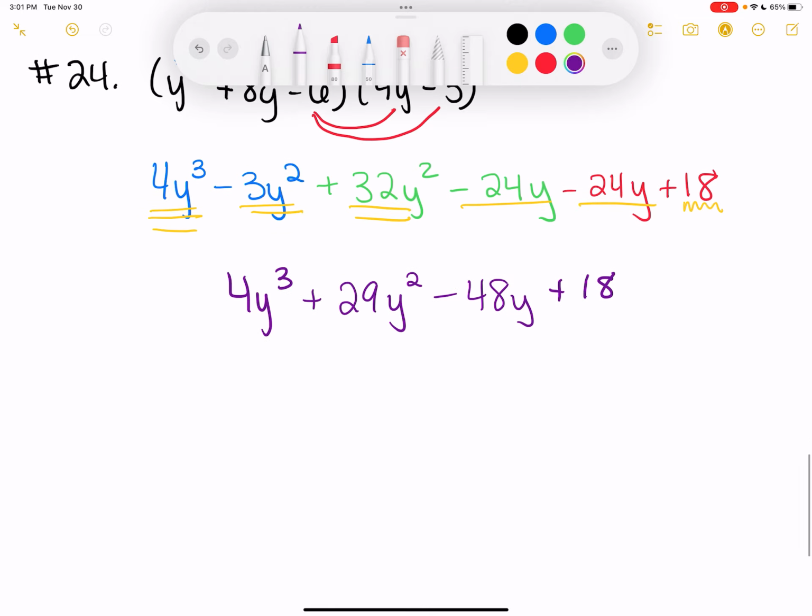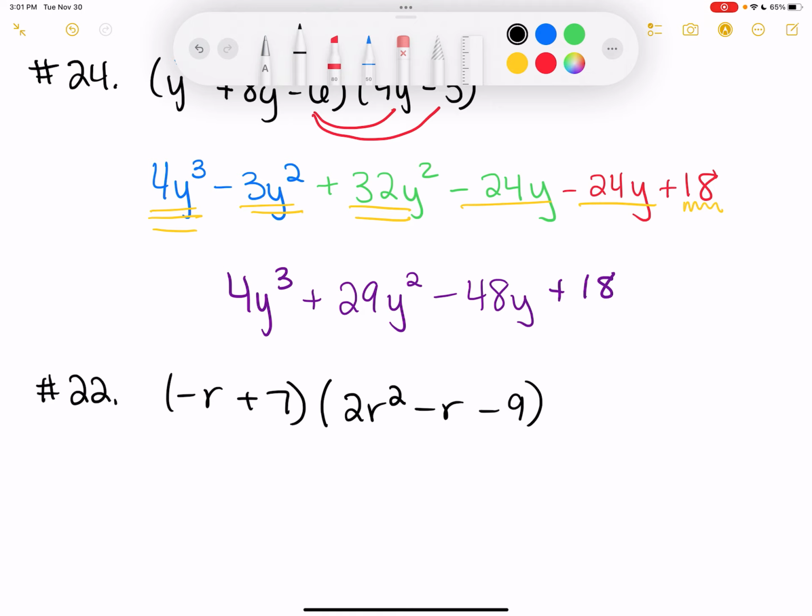All right, one more I'm going to leave for y'all to do here. I want you to try, and then we'll go over it, and then we'll be done. Negative r plus 7 times 2r squared minus r minus 9. Okay, so try this one.